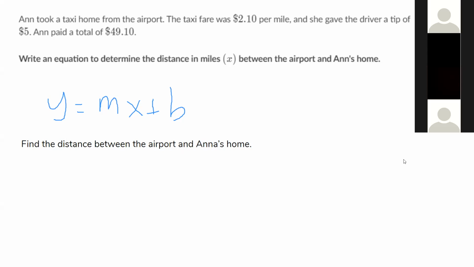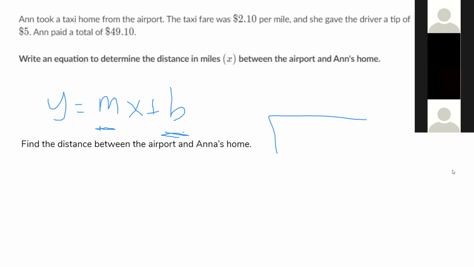So in order to write the equation, we already know the two parts that we need, right? We need our m and our b. The y and x, they're just going to be y and x. They're not going to change. So m, we know represents the slope. And the slope is always rise over run. But the slope can kind of be hard to identify in the actual problem.